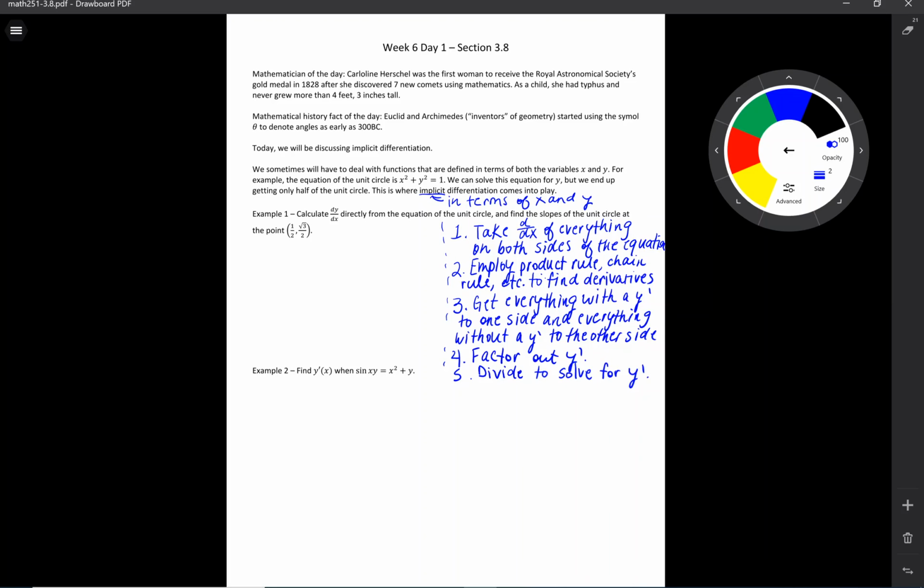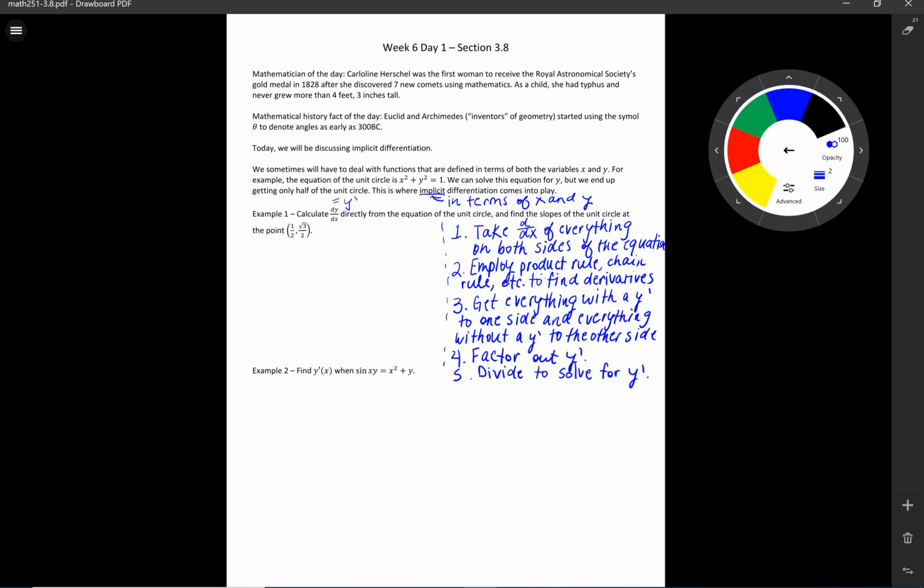So let us do this first example. We want to calculate dy dx. Another way that I personally write dy dx is y prime in order to make notation easier, but sometimes you'll see it either way, dy dx or y prime. Directly from the equation of the unit circle, and find the slope of the unit circle at the point 1/2, square root of 3 over 2.